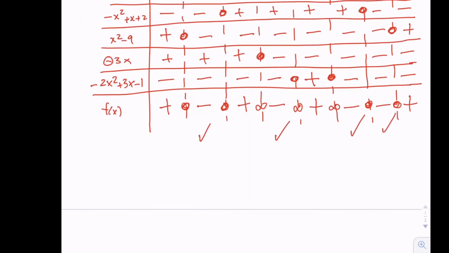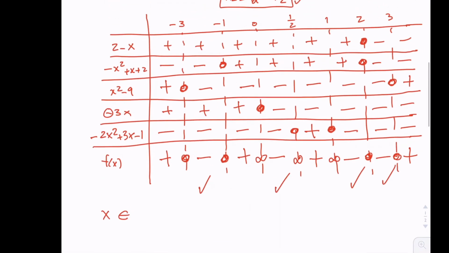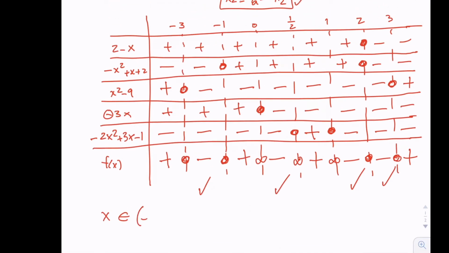So if I want to write the intervals of x, x has to be a member of minus 3 to minus 1, and this does not include minus 3 and minus 1 because we only want the intervals that the fraction is smaller than 0, not 0 itself, union with the interval between 0 and 1/2, interval between 1 to 2, and interval between 2 and 3.